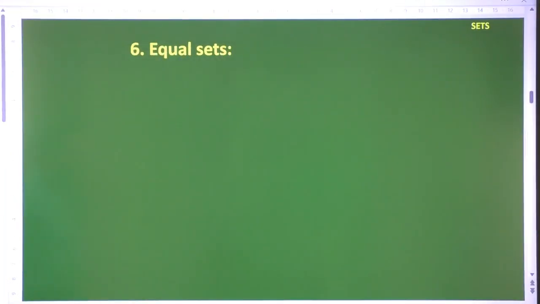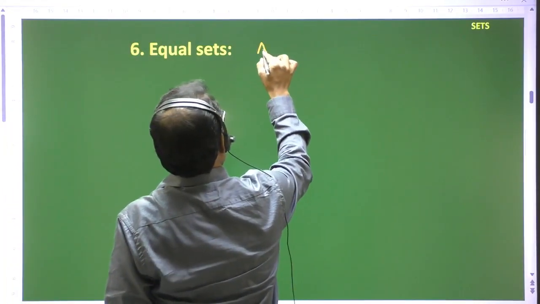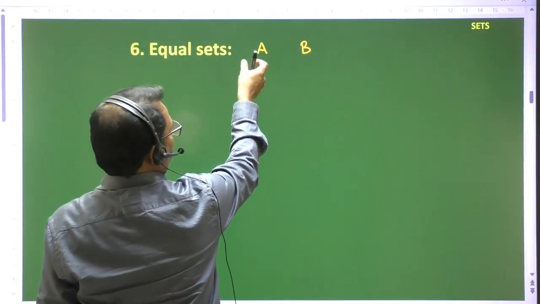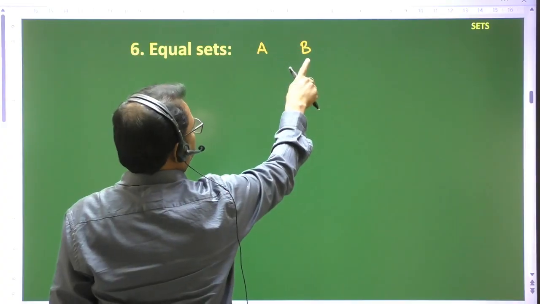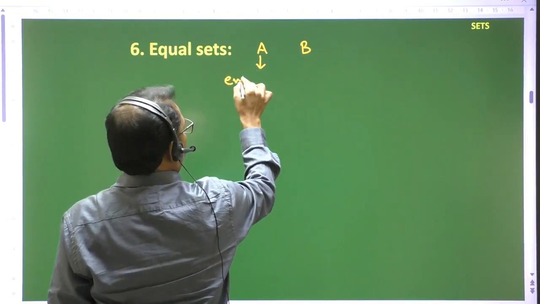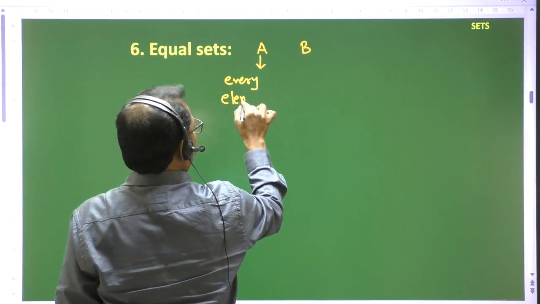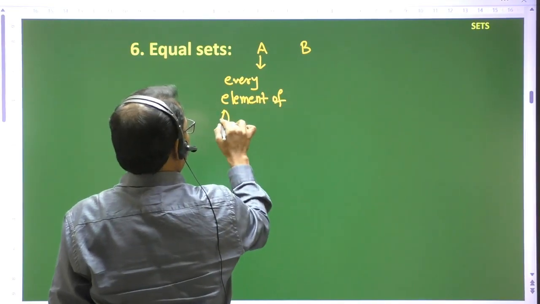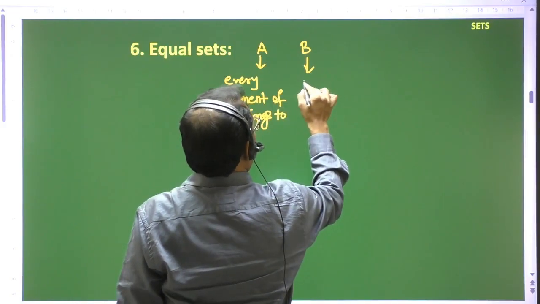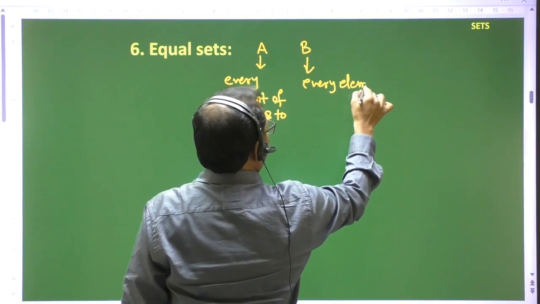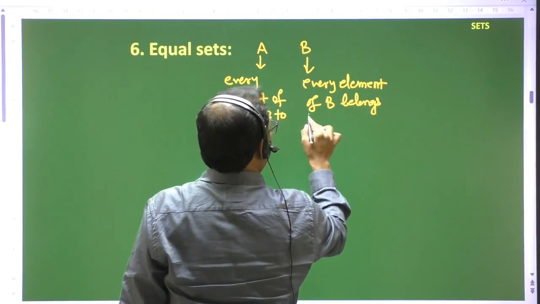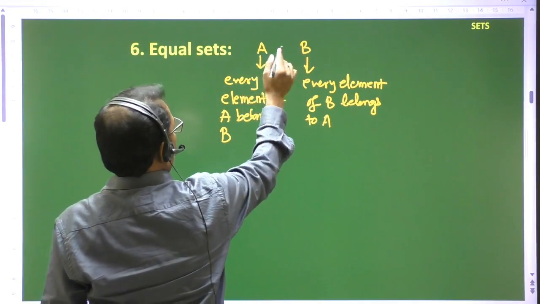Coming to the next, equal sets. Two sets A and B are called equal sets if every element of A is an element of B, as well as every element of B is an element of A. So every element of A belongs to B, and every element of B belongs to A. Then we say that A and B are equal sets.